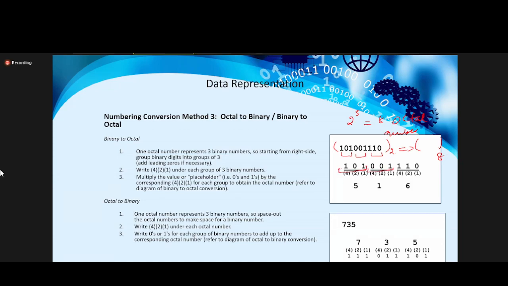What is the decimal equivalent of 101, that is 5? What is the decimal equivalent of 001, that is 1? And what is the decimal equivalent of 110? That is 6, correct?